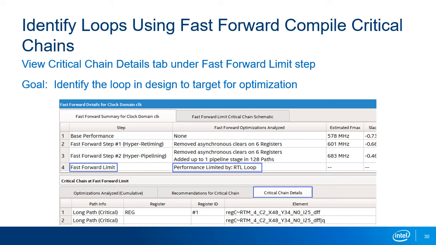For many designers who have an intimate knowledge of the design, just seeing the node names in the critical chain details will be enough for them to know exactly where the offending loop is in their design. If that's the case for you, then that's great. You know exactly where to go to begin looking in your options for optimization.